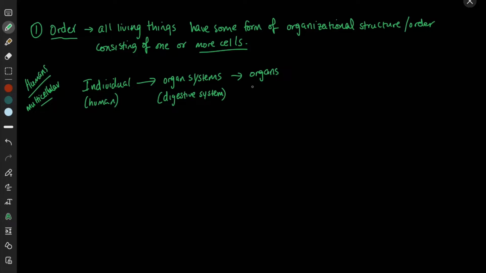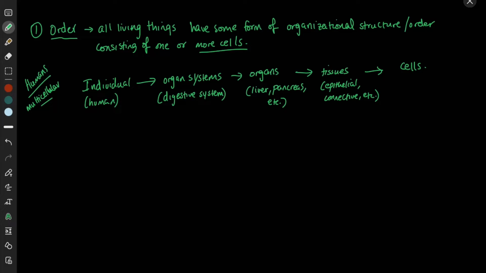An organ would be the liver, the pancreas, and so on and so forth. And then these organs are made up of what are called tissues. For example, we have epithelial tissue, connective tissue, and so on. Then you can break these tissues down into cells. Different cells: you have neurons, which are your brain cells, hepatocytes, which are your liver cells, and so on and so forth.